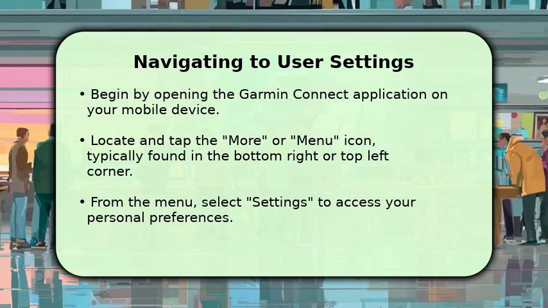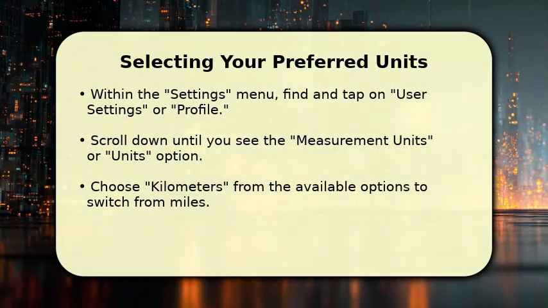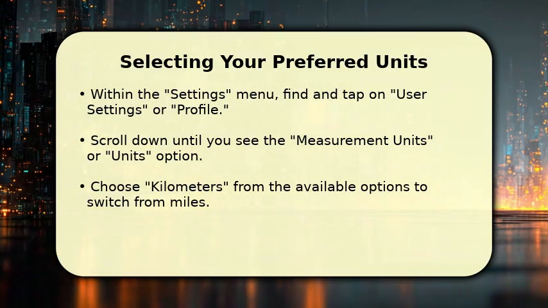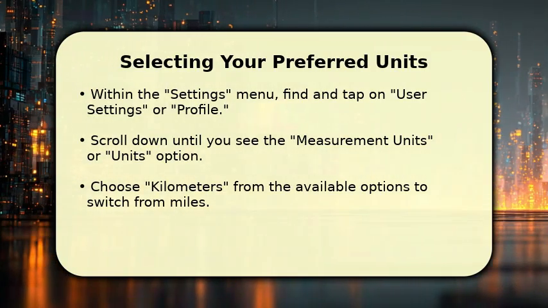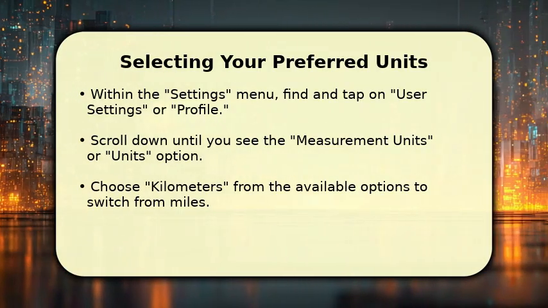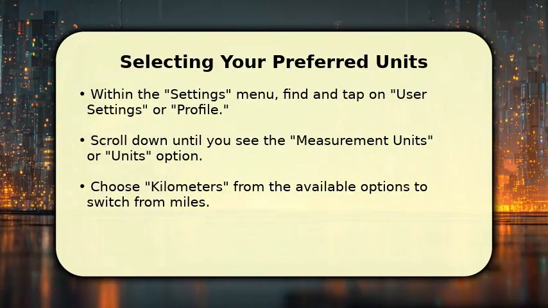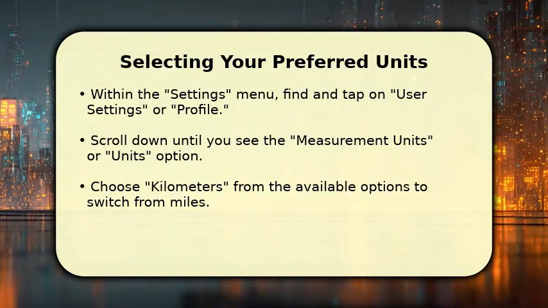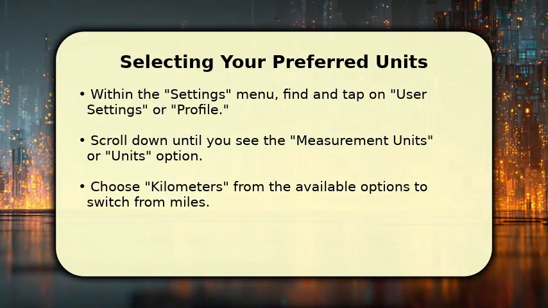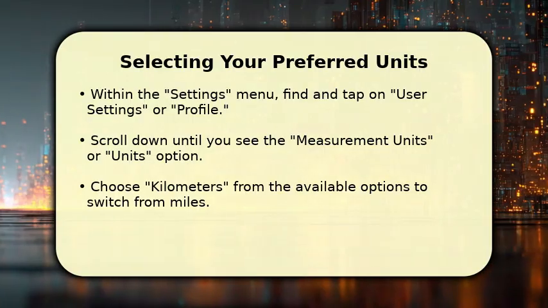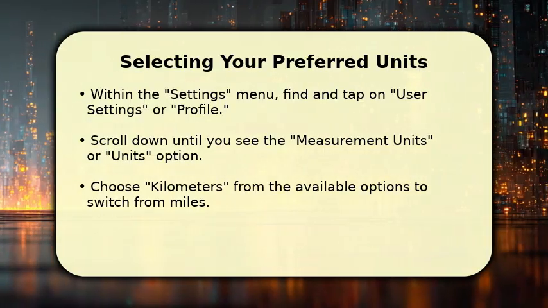Now that you're in the Settings menu, look for an option like User Settings or Profile. This section contains details specific to your account. Once inside, scroll down a bit until you find Measurement Units or simply Units. Tap on this, and you'll see the choices for distance. Simply select kilometers to make the switch from miles. It's a quick and easy change that will immediately update how your data is displayed.